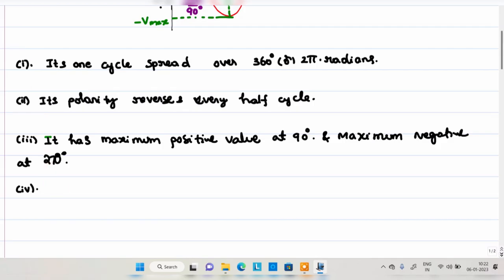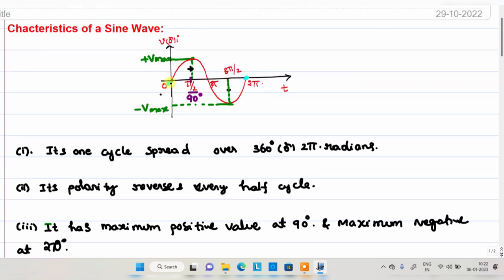So it has zero value at 0 degrees and 180 degrees. Okay, so the value is 0 at 180, and again at 360 degrees it is also 0. That means every 180 degrees the value becomes 0.